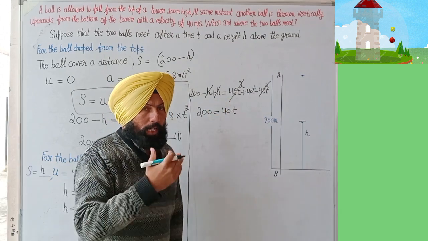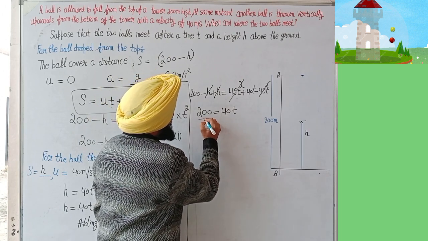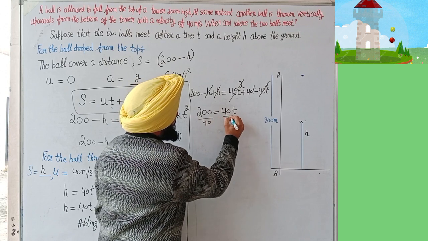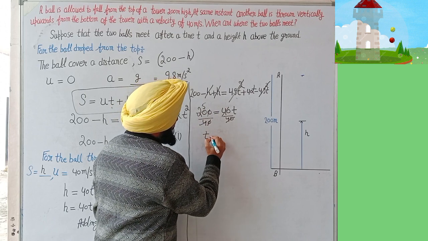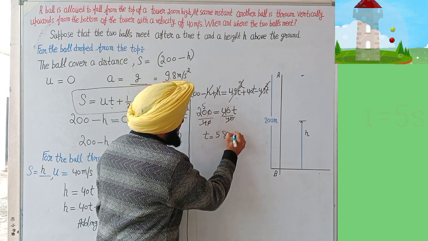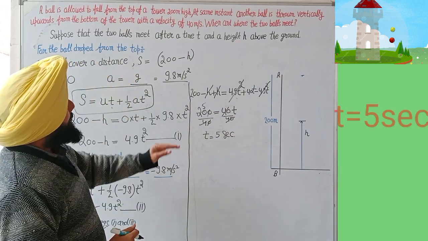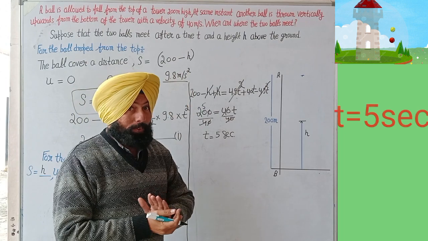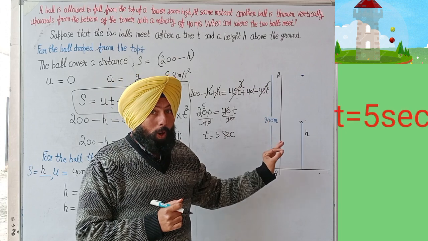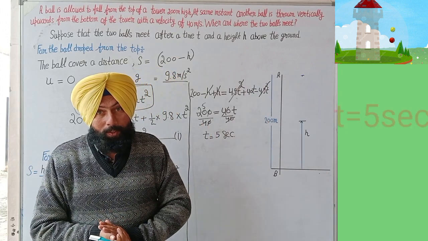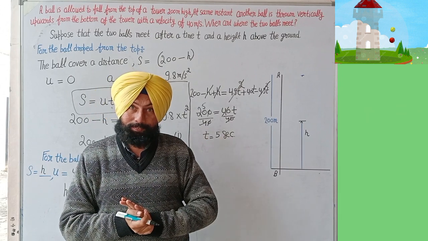Divide both sides by 40. So, it becomes 40 over 40, cancel. So, t equals 5 seconds. So, our first answer we have got. That means both the balls will meet after 5 seconds.